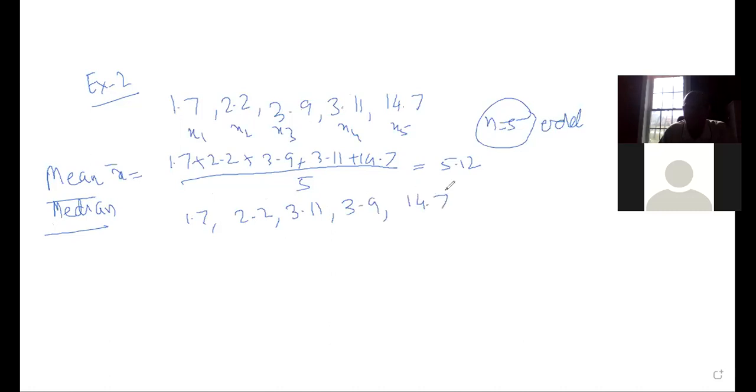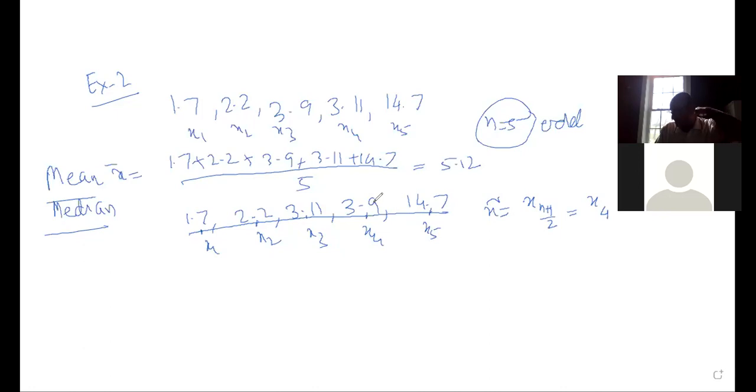3.9, and then 14.7. So this is my x1, this is my x2, this is my x3, my x4, and x5. Right, guys? And x tilde, that is equal to, because n is odd, that means I'm going to use that definition. What definition? X of (n plus 1) divided by 2. So n plus 1, that is 7 plus 1. So 7 plus 1 is 8 divided by 2. That is equal to x4. So x4 is this one.